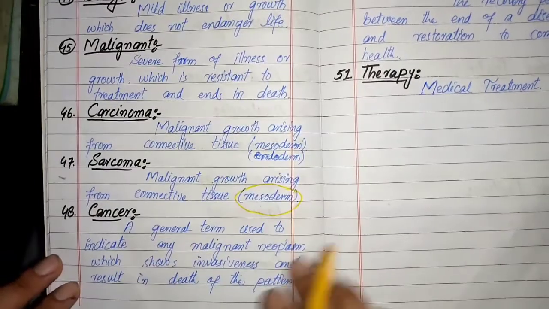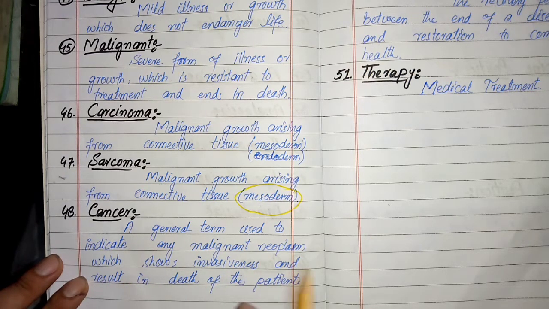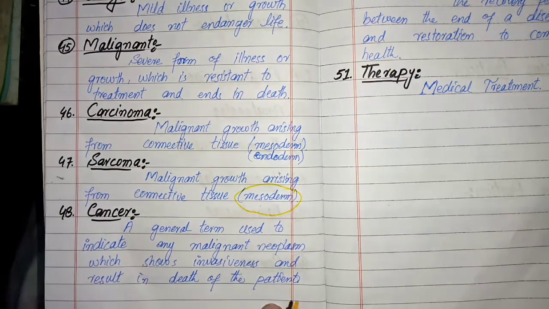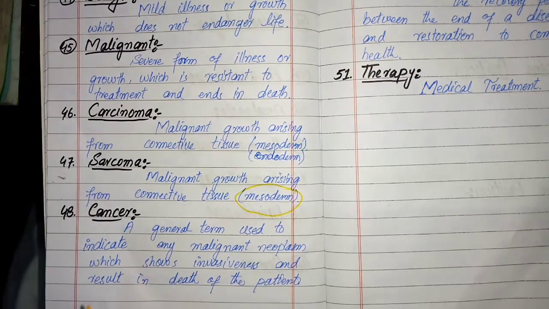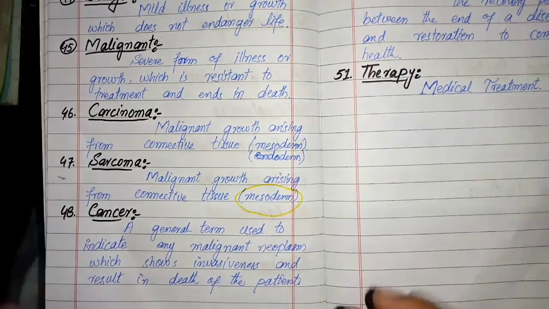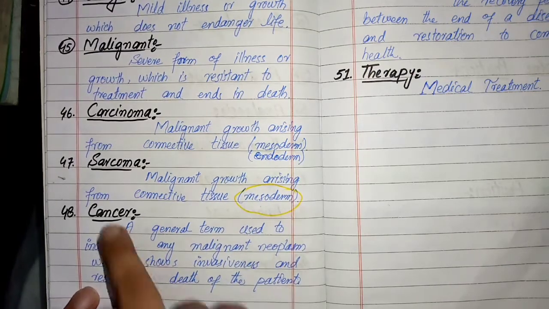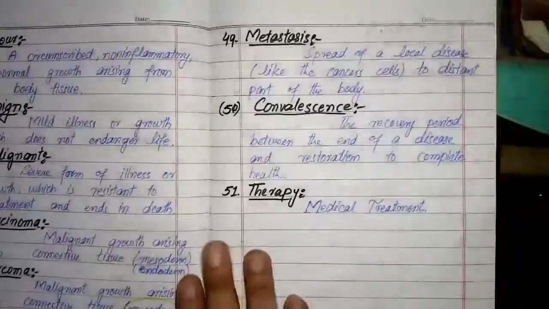Cancer. What is cancer here? A general term used to indicate any malignant neoplasm which shows invasiveness and results in death of the patient. Invasiveness means it invades its surrounding parts as well, and it eventually results in the death of the patient. So this condition is called cancer.